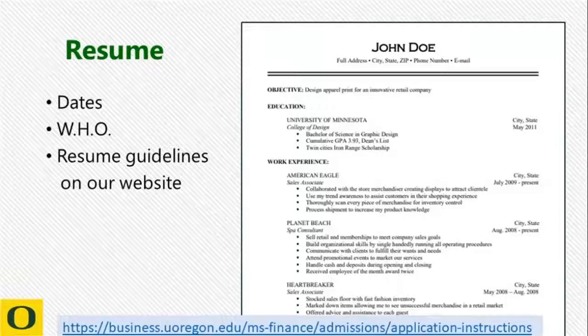So in terms of your resume, our resume guidelines are actually on our website, which makes that a little bit easier to go through. But you're going to upload your resume, any work experience you've got, any academic experience. Make sure you're always including dates, and then we want to use the WHO approach. Do you want to talk a little bit about that?